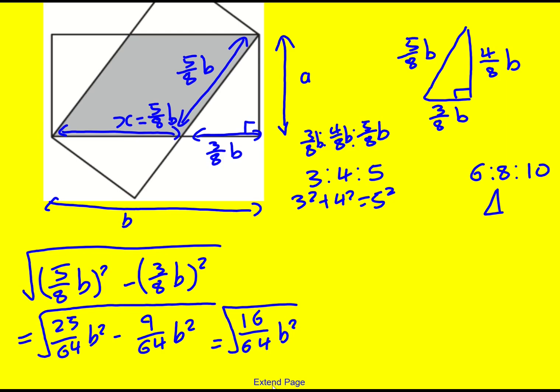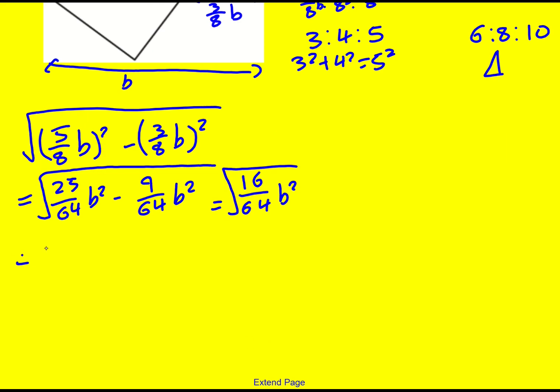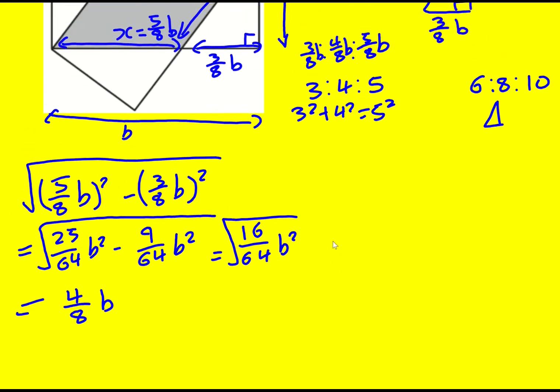I could simplify the fraction. In fact, I'm not going to. They're both square numbers, so I'm going to square root each of them. I'm going to get 4/8. Then I square root the B squared as well, 4/8 B, which is the answer that I had before.